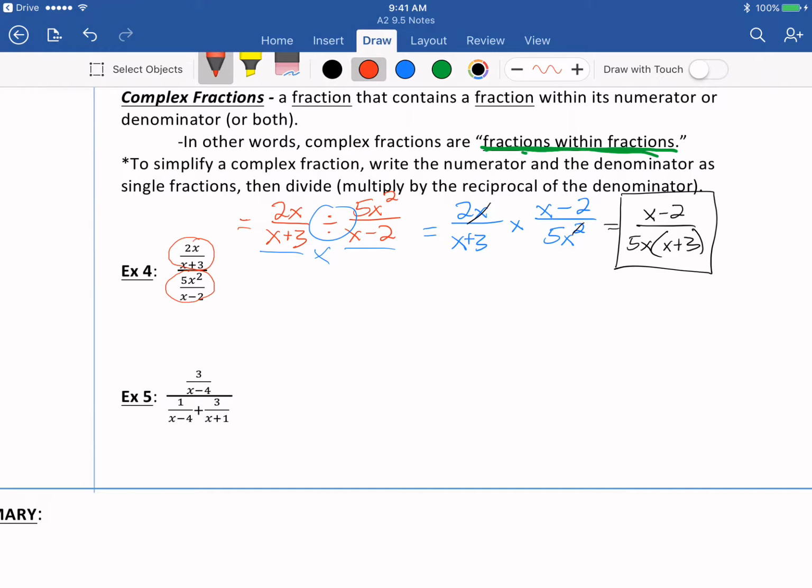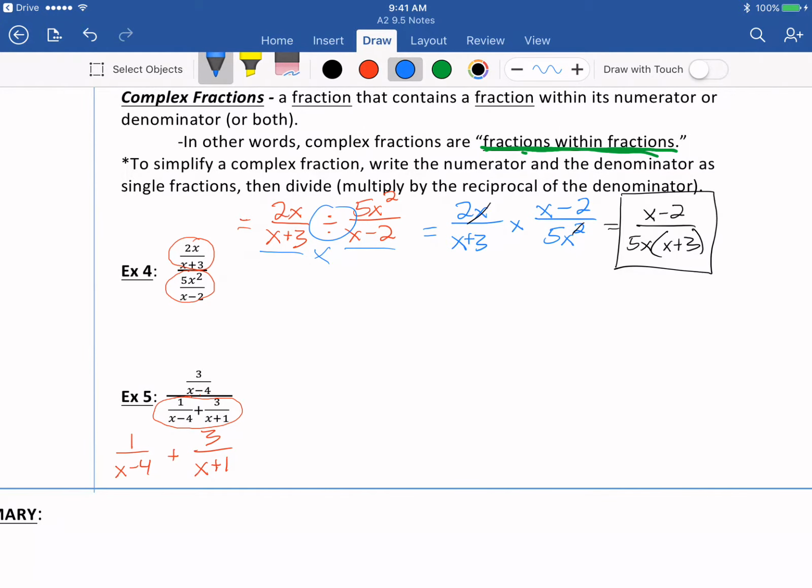Okay, so in number 5, I kind of have two problems within one here. It asks me to divide 3 over x minus 4 by this whole expression on the bottom right here. So I'm going to take that whole expression and I actually have to add it first. I'm just going to rewrite this: I have 1 over x minus 4, and I'm going to add it with 3 over x plus 1.